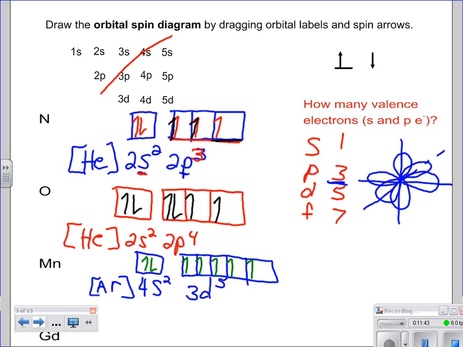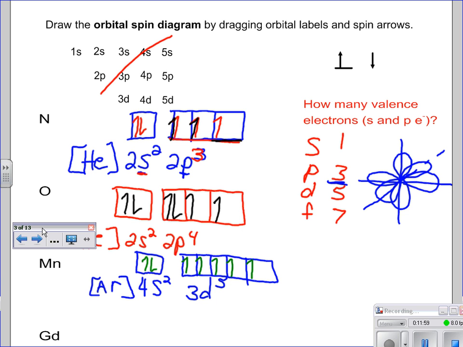Okay, so that's with electron configuration. We're going to keep going through that. You'll see that reinforced today. Okay, so we've got our 5 electrons that are in that 3D right there.